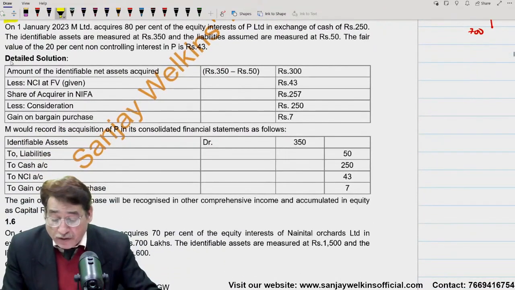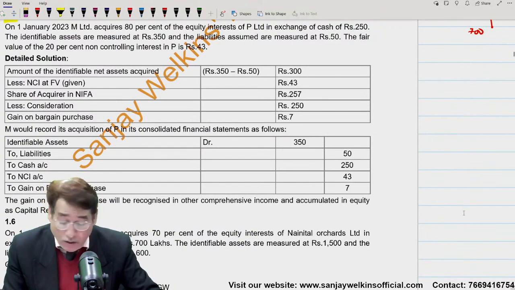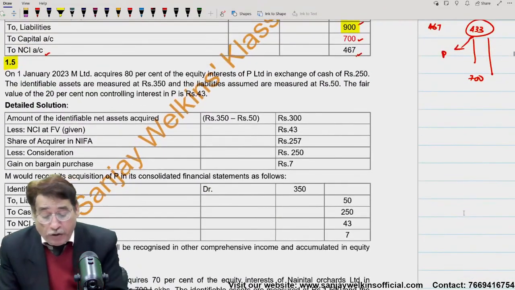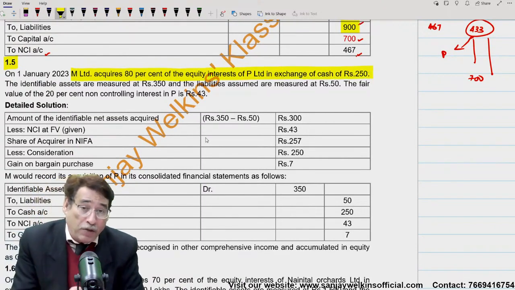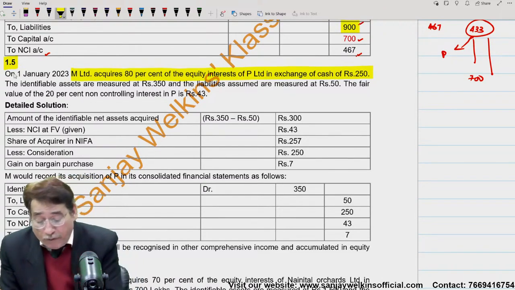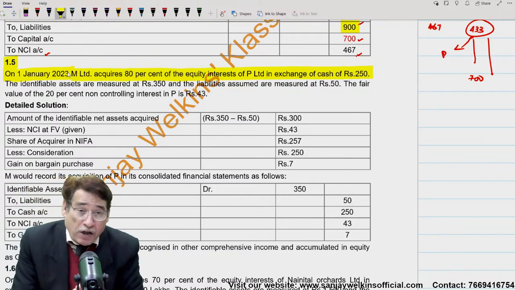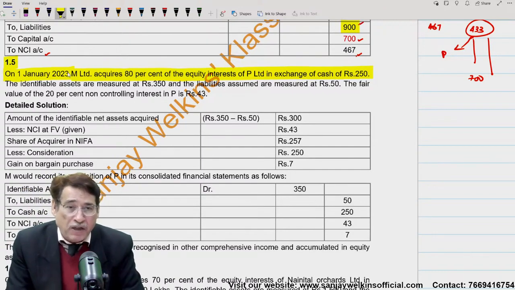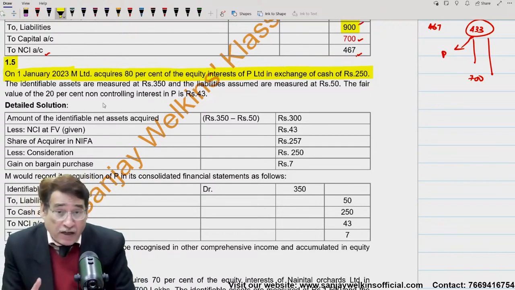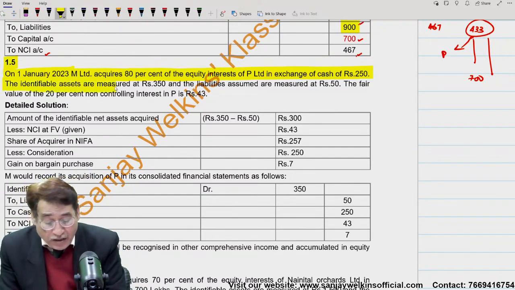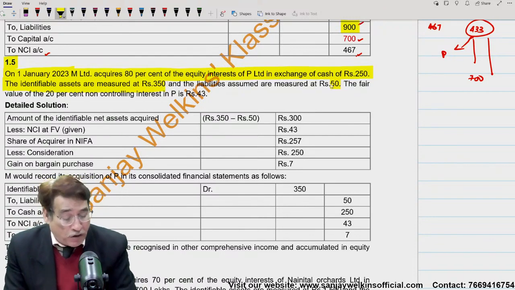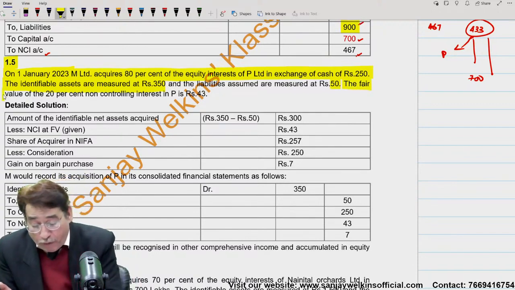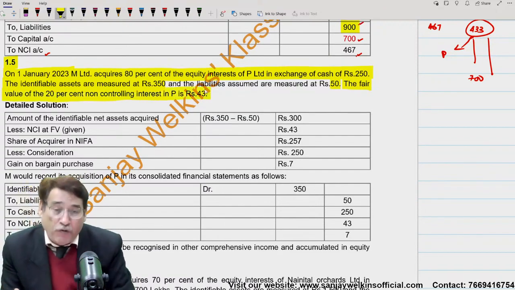What does 1.5 state? On 1st of January 2023, pay attention here. On 1st of January 2023, M Limited acquires 80% of equity interest in P Limited in exchange of rupees 250. What does it mean? It means you have got 80% interest. And how much amount did you pay for the same? 250. Correct? And you paid that in cash. Net identifiable assets are measured at 350 and liabilities are measured at 50. That means net assets on the date of acquisition, 350 minus 50, will be equal to 400. But further it is given, the fair value of 20% non-controlling interest is 43.